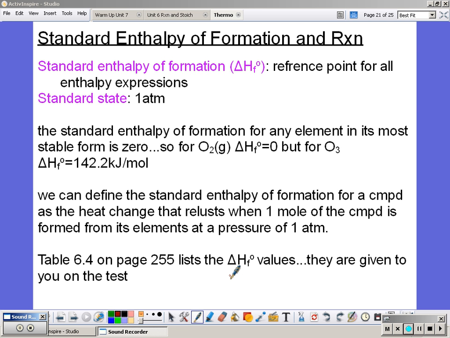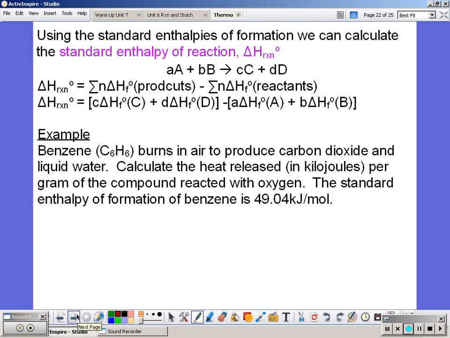So table 6.4 on page 225 lists the standard enthalpy of formation values, and they would have to be given to you on the test as well. The only ones that would not be given to you are the elements that are in the most stable form, because you should already know that those would be 0. So using the standard enthalpies of formation, we can calculate the standard enthalpy of reaction, or delta H Rxn. Again, Rxn is for reaction and the 0 is for the standard state.